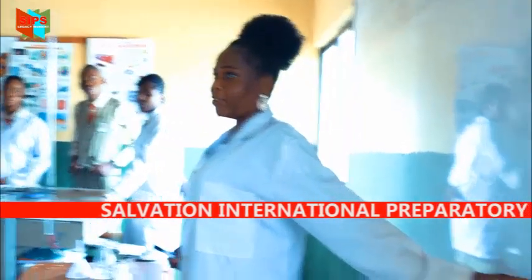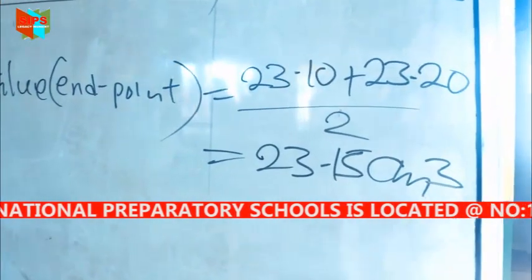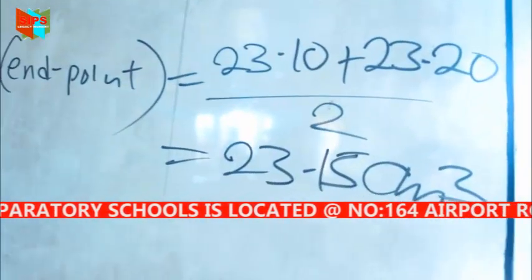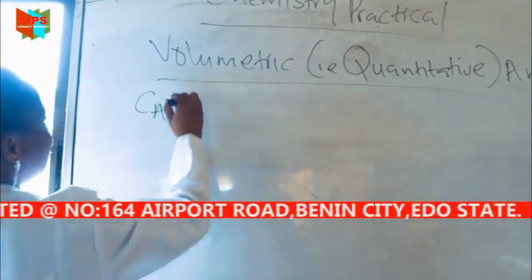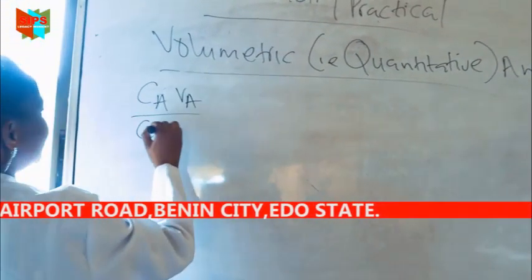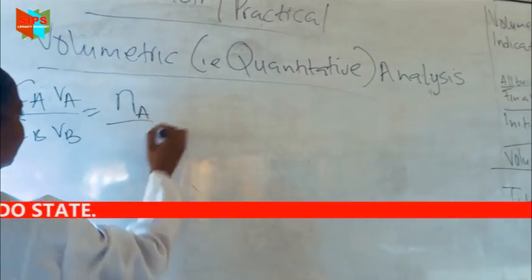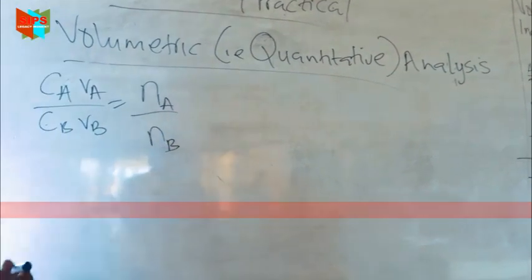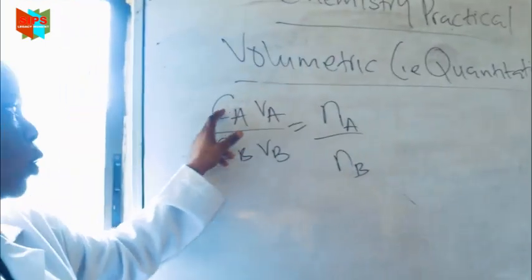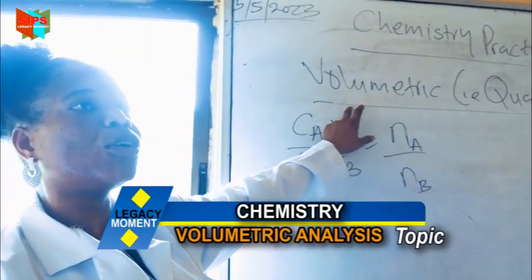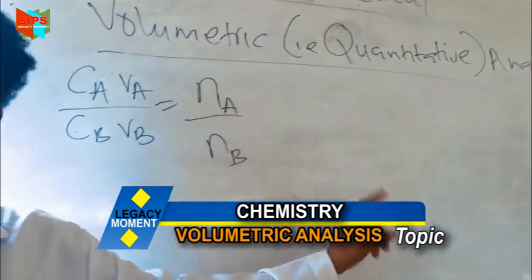In calculating the concentration of acid or base in mole per dm3, there is a formula you use: CA VA over CB VB equals NA over NB. Your CA is the concentration of the acid in mole per dm3. The VA is the volume of the acid used, that is the end point, also known as the titre value.